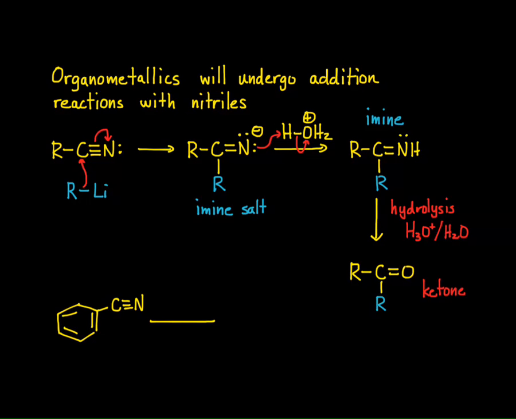So let's look at an example here. I have phenyl nitrile, and I react it with methyl magnesium bromide in ether, followed by an aqueous acidic workup. So the methyl is going to add to the carbon, forming my imine, and then that imine is going to be hydrolyzed to the ketone, and therefore I get a methyl phenyl ketone, or acetophenone in this case. So this is called acetophenone.